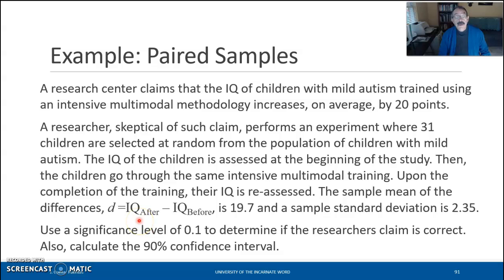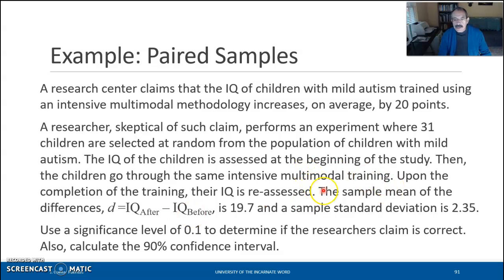All right, so the example that we're going to look at is the case of this multimodal training of children with mild autism. And this research company claims that this training increases the IQ of these children by 20 points. So in this situation, a researcher wants to verify this claim. And for that purpose, this person selects 31 children with mild autism at random. Then the IQ of these children before they start is evaluated. And then after they have been subjected to this multimodal training, their IQ is measured again.